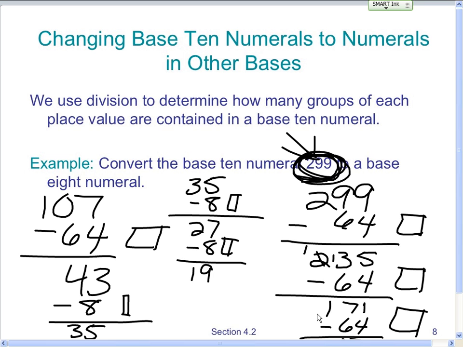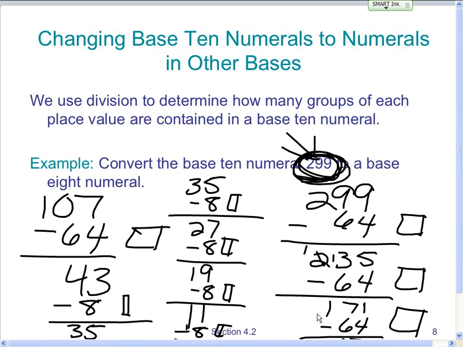19, take off another 8, I have 11, take off another 8, and how many units are remaining? I have 3 units remaining. All right, so let's see what we got.